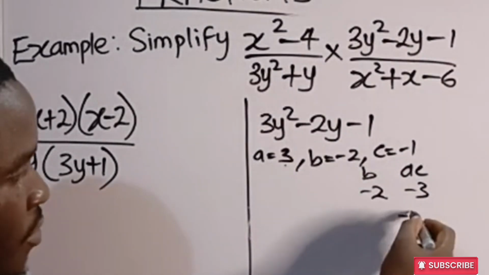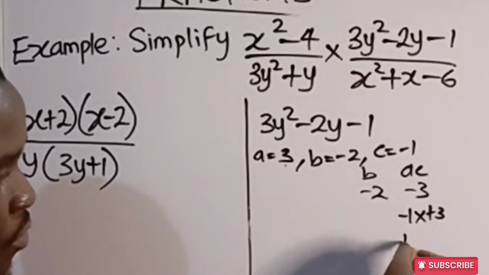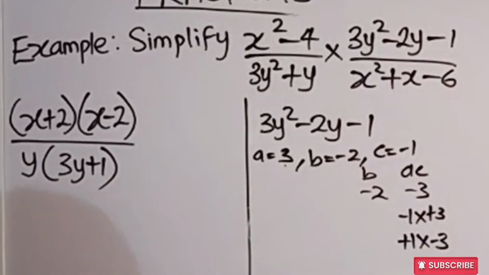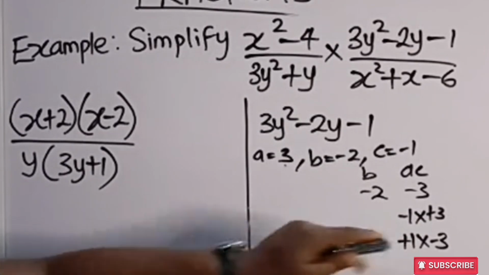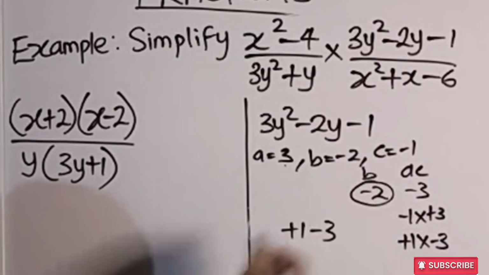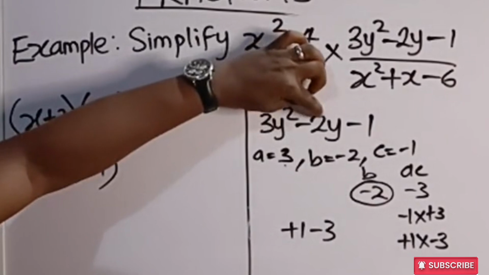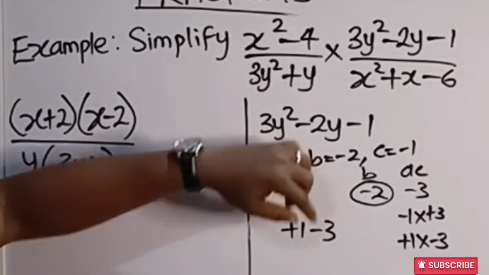What are the numbers that will multiply to give you ac? We have minus 1 times plus 3. Another one is plus 1 times minus 3. These two values will multiply to give you minus 3. But among those, this pair will add up to give you minus 2, because plus 1 minus 3 is minus 2. So we are going to replace this minus 2y with minus 3y plus y.